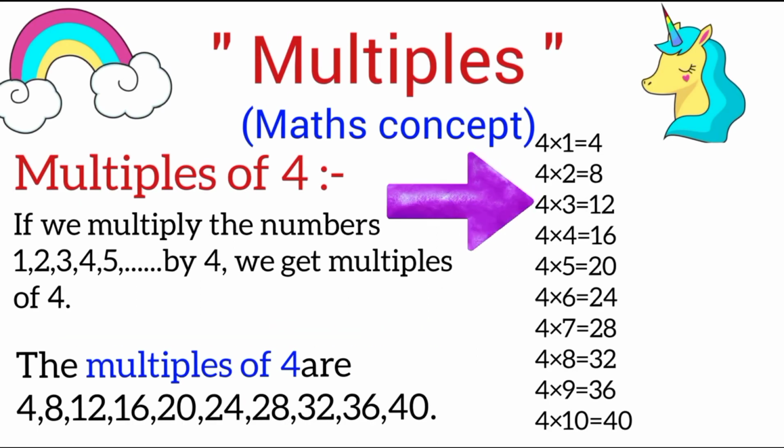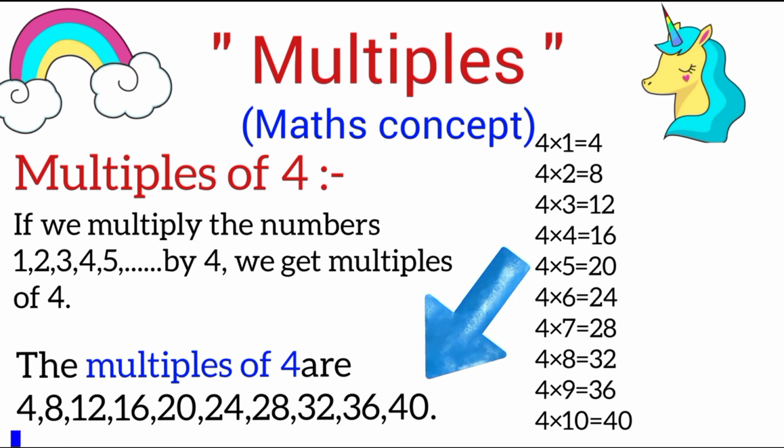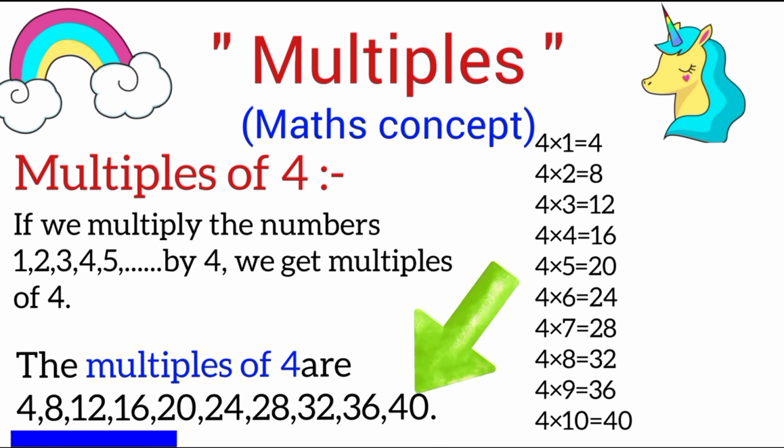This is the multiplication table of the number 4. So, the multiples of 4 are 4, 8, 12, 16, 20, 24, 28, 32, 36 and 40. These are the first 10 multiples of the number 4.